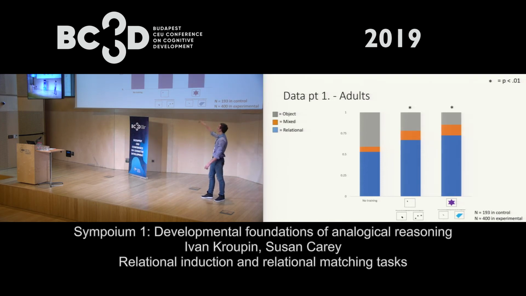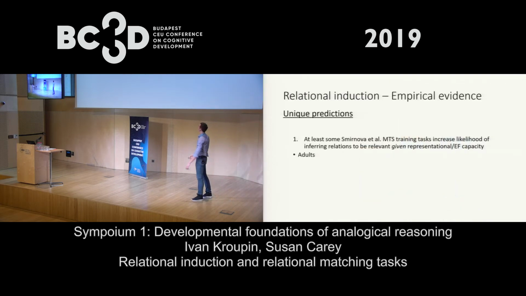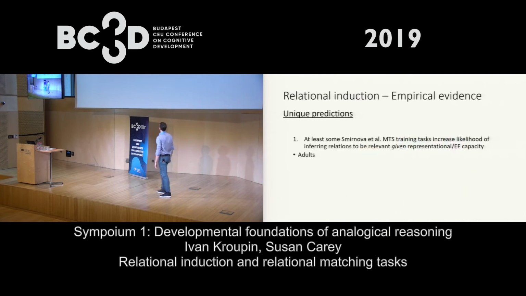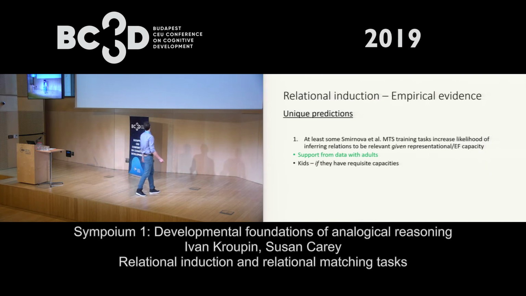Right? So we have a significant increase in relational matches, significant decrease in object matchers after training on these 2 tasks. Okay, cool. So we have adult support for this prediction from adults, but who knows, maybe adults are just really good at things. Maybe what's going on with adults is just qualitatively different. So our account would also predict that these same match-to-sample training tasks should work with kids. And specifically, kids at an age where they don't spontaneously succeed on relational match to sample. And it should work, of course, if they have the capacity to make these relational matches.